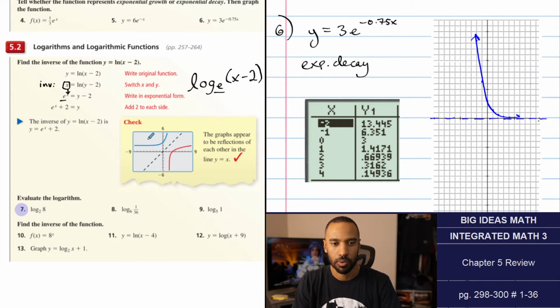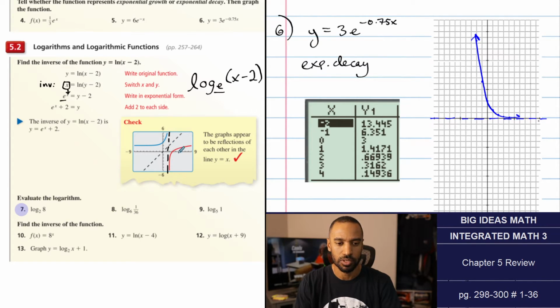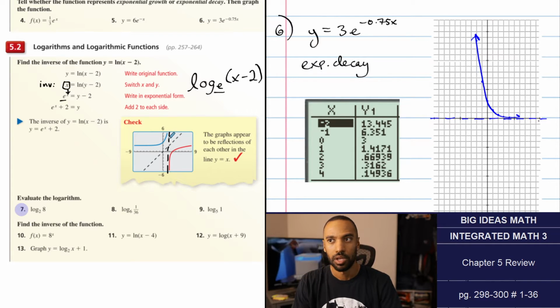Now they're doing a double check with the graph. That was not part of their own instruction. So they're just showing you that the natural log of x minus 2 graph is this one in red. When we do graph log functions, we've got to note they have vertical asymptotes because they have domain restrictions. You can't take the log of 0. You can't take the log of negatives.